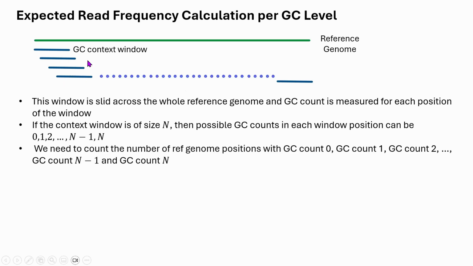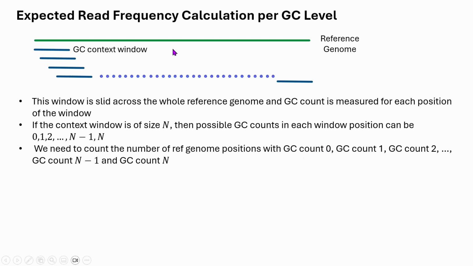So what we are trying to do here is we are trying to count the number of reference genome positions. This is very, very important. We are trying to count the number of reference genome positions with GC count 0, GC count 1, GC count 2, up until GC count n minus 1 and GC count n. Okay, so suppose we are going to have 10 positions where we have found GC count to be 0.